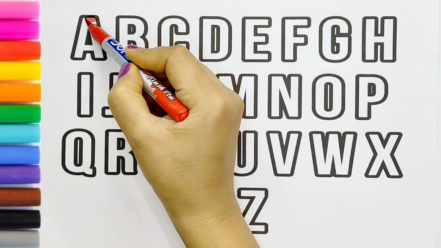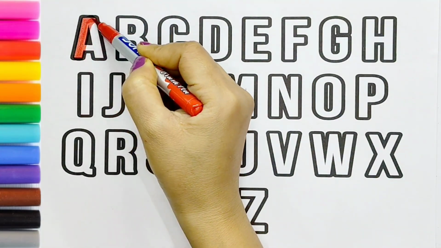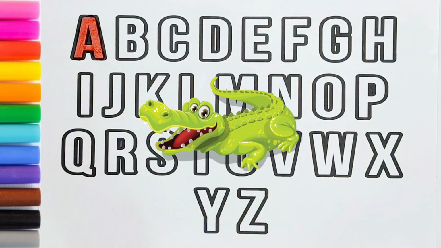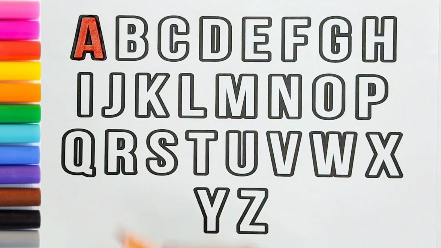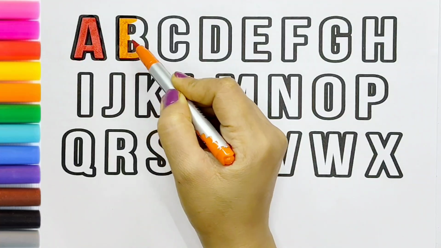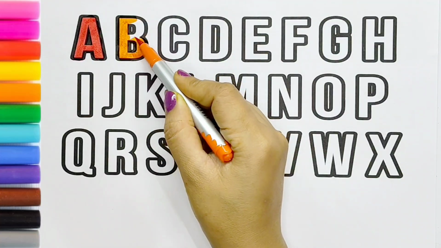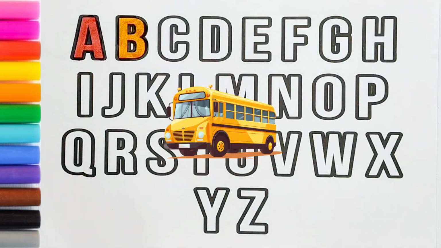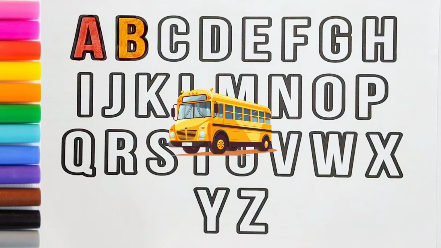Red color A. A for alligator. Orange color B. B for bus.